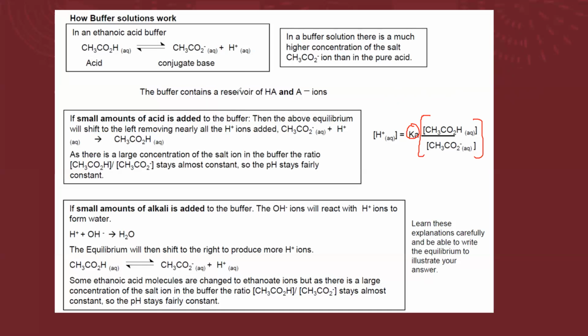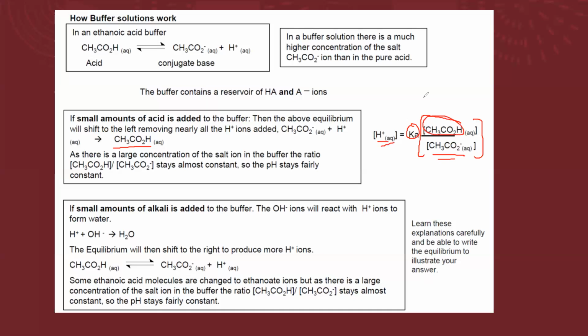As you can see, we have a reservoir, as too much salt is there. If a small amount of acid is added, the above equilibrium shifts toward the left hand side. What does it result in? Nearly all the hydrogen ions which are added are balanced, and it produces this acid. As a large concentration of salt is there, a small change in this value will not make much difference to the hydrogen ion concentration, so pH will remain unchanged, or constant.